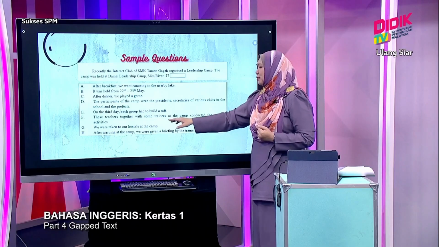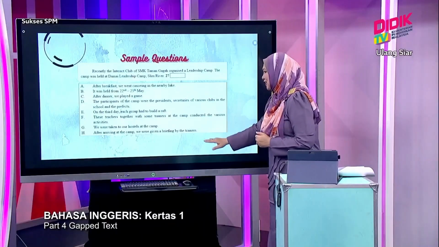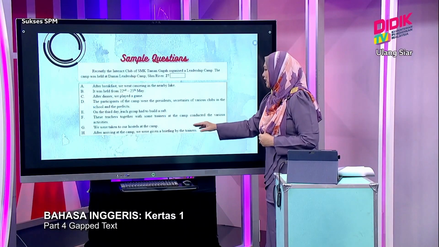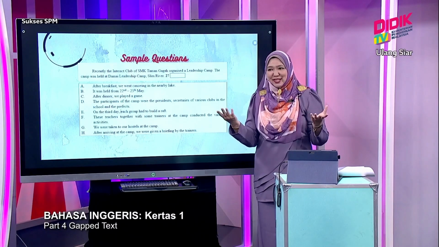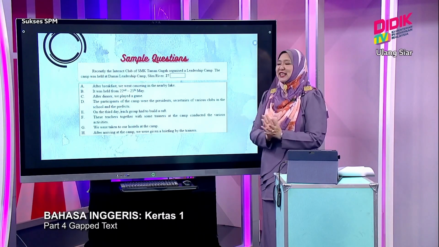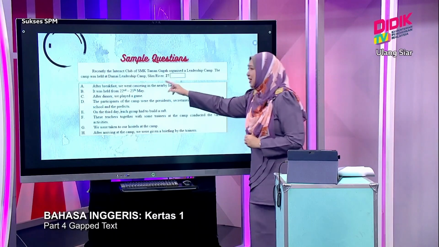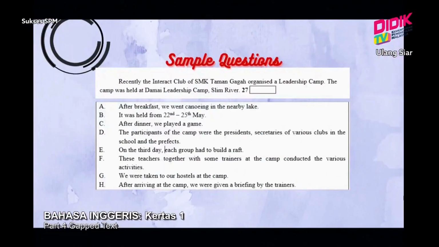"We were taken to our hostels at the camp." Have you arrived at the camp yet? Not yet. And lastly, "After arriving at the camp, we were given a briefing by the trainers." So, it's also not yet. So the best option will be B: it was held from 22nd to 25th May. We use the process of elimination here, but if you know the answer straight away, you don't have to go through that process. This is just to get the whole of it.